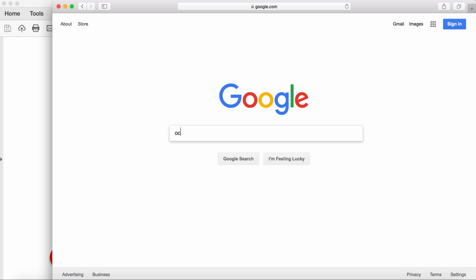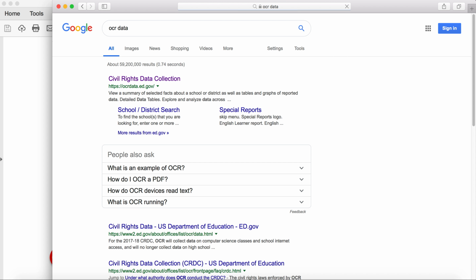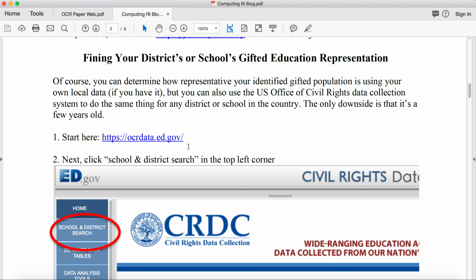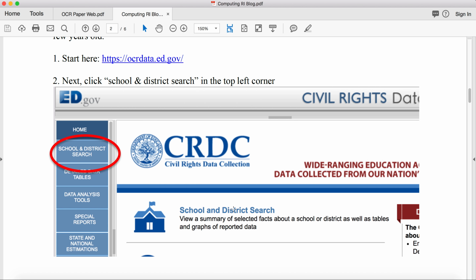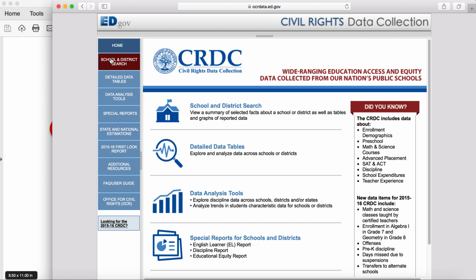I just type OCR data for Office of Civil Rights Data Collection. That's how I get there. I don't remember the link. Civil Rights Data Collection, that's what we're headed to. Then the first thing you're going to look for, again, I'll switch back to the handout for a second. Hopefully it looks like this. The first thing you're going to do is click on School and District Search. School and District Search right here.